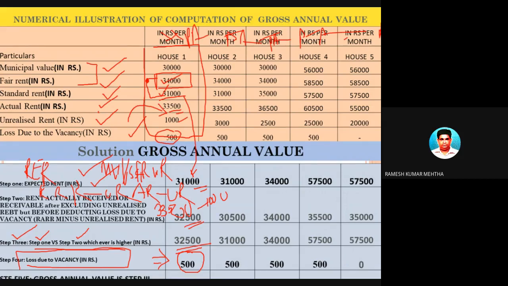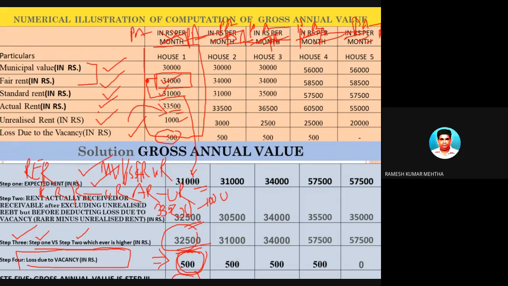Next, you have to find out the 5th step, which tells what is the gross annual value of the house property. In this case, step 5, the answer is step 3 minus step 4. Step 3 is 32,500. Step 4 is 500. The difference of 32,500 and 500 is 32,000. So the gross annual value of the house property is 32,000 for the first house. Please remember, this problem is done on the basis of not per month but per annum. It's a typing error. Please take that into account.